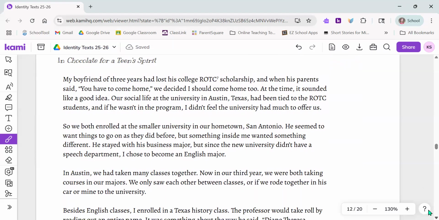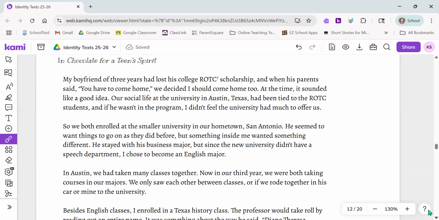My boyfriend of 3 years had lost his college ROTC scholarship, and when his parents said, "You have to come home," we decided I should come home too. At the time, it sounded like a good idea. Our social life at the university in Austin, Texas, had been tied to the ROTC students, and if he wasn't in the program, I didn't feel the university had much to offer us.